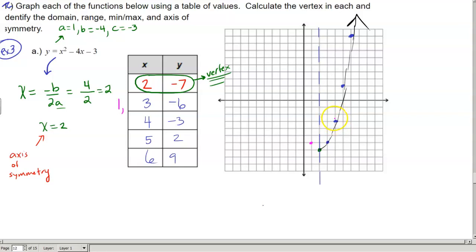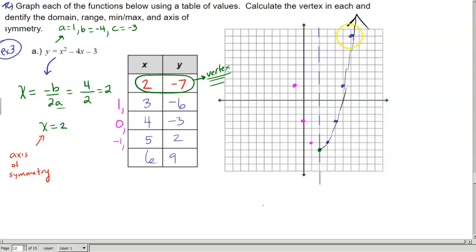But if I use symmetry here, then I know that this point is also going to exist right here at 0. So if I plug in 0, it's going to give me the same output as 4, which is -3. And if I flip this point over, -1 is also going to go to 2. And if I look at this point up here, which is at an output or y value of 9, right? 6 gave me that output of 9.